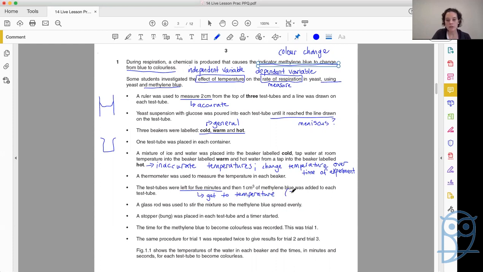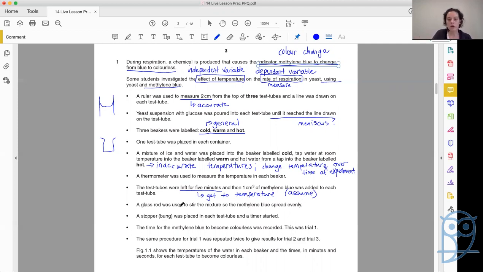But we're assuming, because the next thing is that the 1 centimeters cubed of methylene blue was added and a glass rod was used to stir the mixture. We never check the temperature of that yeast solution. We don't know that the yeast solution actually in that 5 minutes got to the temperature that we've recorded in each of our beakers. So there's a lot of room for problems here.